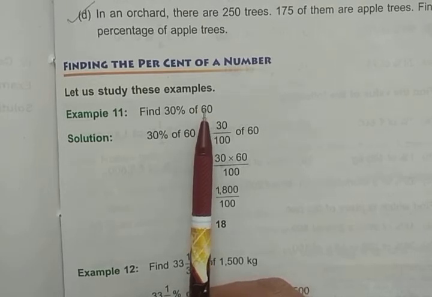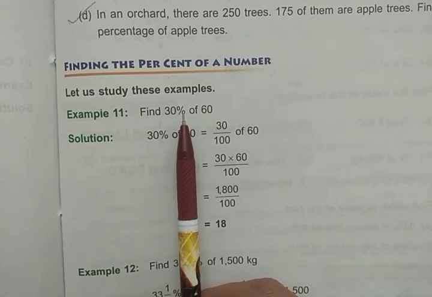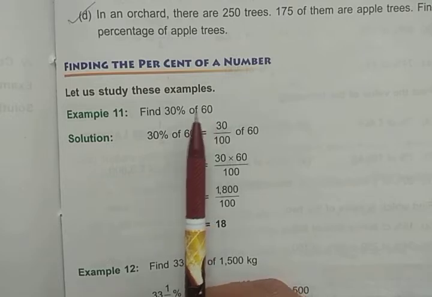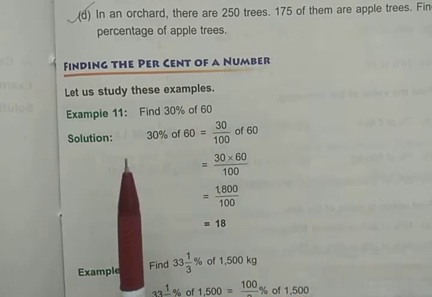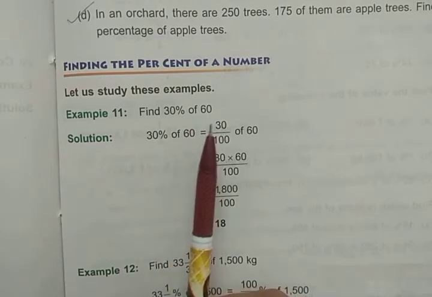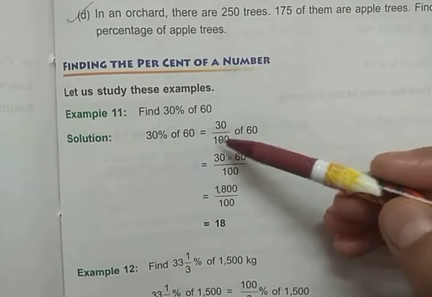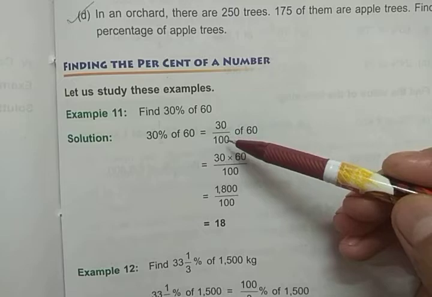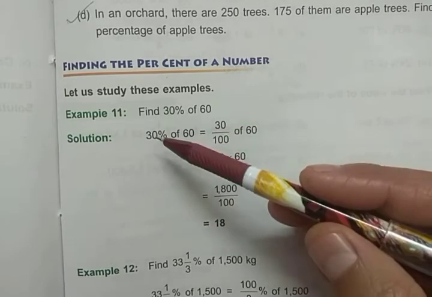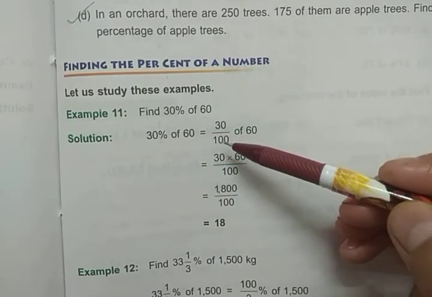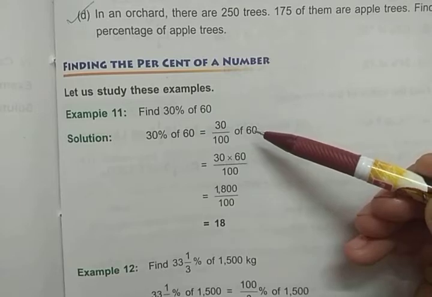Number is 60. हमें परसेंट निकालना है किसका? नंबर का. 30% निकालना है किसका? 60 का. So how can we find out? So 30, first of all, remove the percentage sign. So how can we remove? By writing 100 in the denominator.